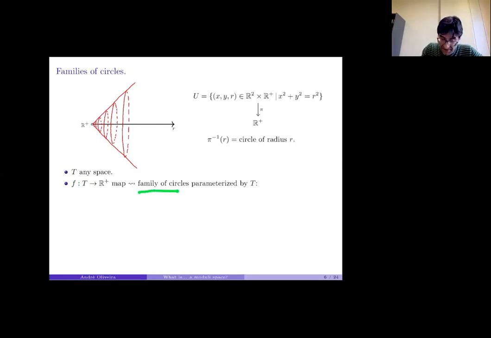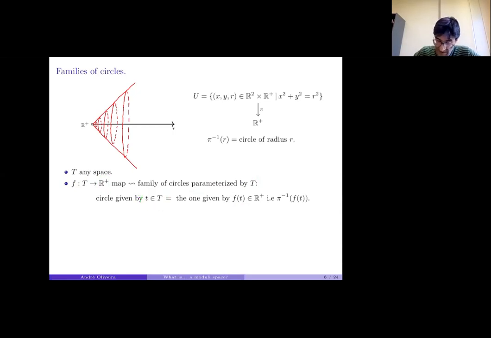So I'm going to build a family of circles parameterized by this other space. How do I do that? The circle given by the point t in T is just going to be the circle given by F of t. F of t is here, and here I have an obvious circle of radius F of t. And so given any point in T, I have a circle given by it.